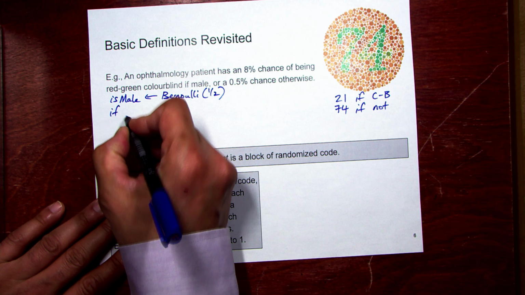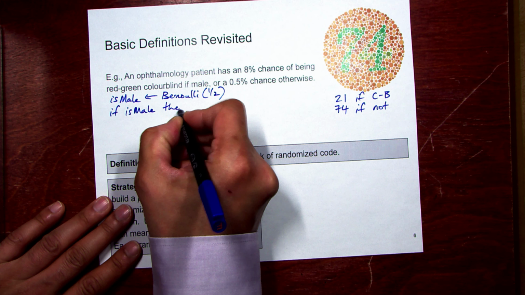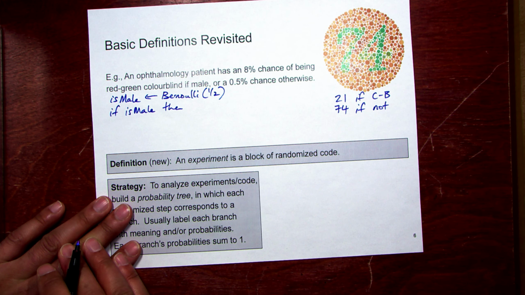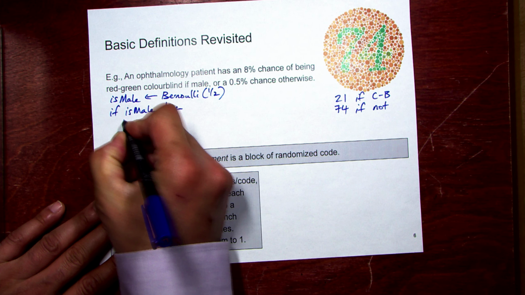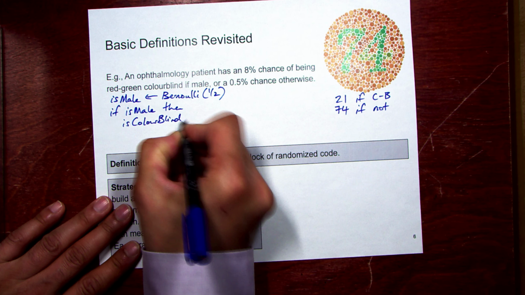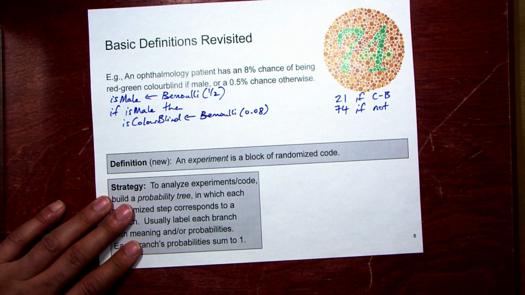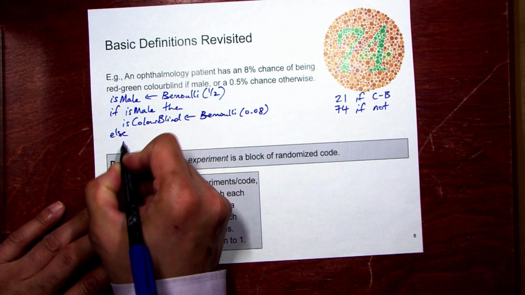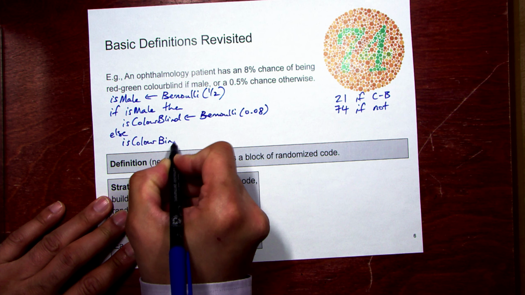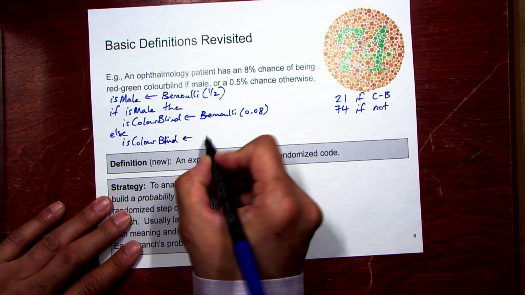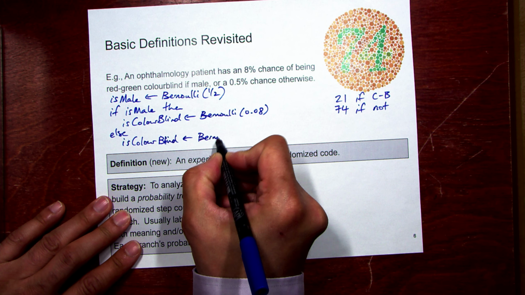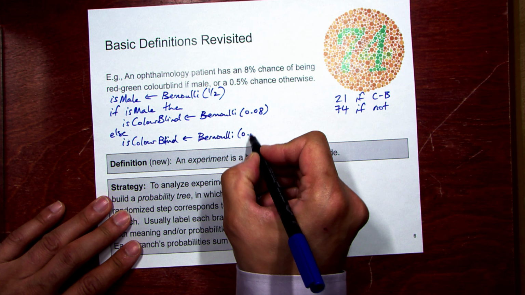And if is male, then we'll call Bernoulli on 8%, so is colorblind will be Bernoulli 0.08. Otherwise, is colorblind will be Bernoulli of 0.5%, so 0.005.